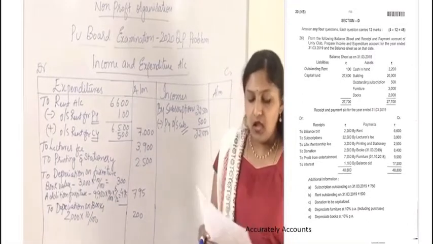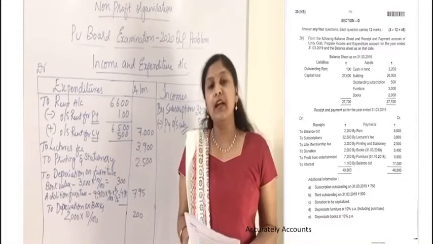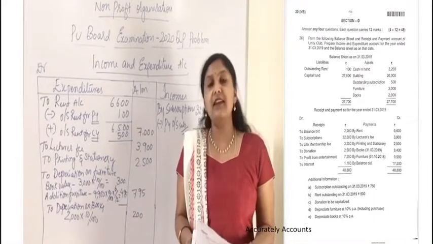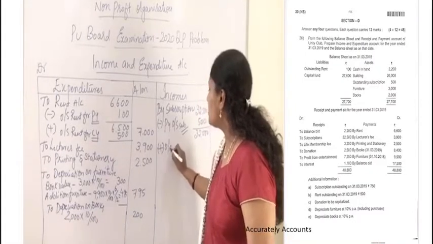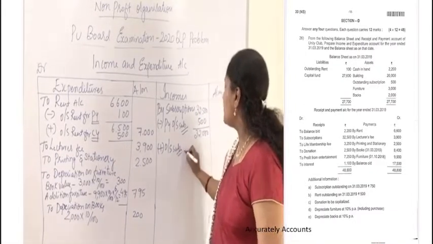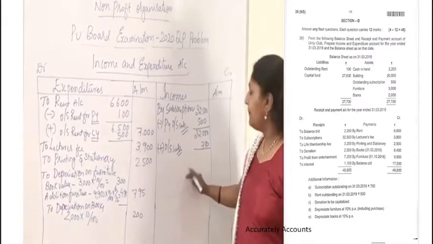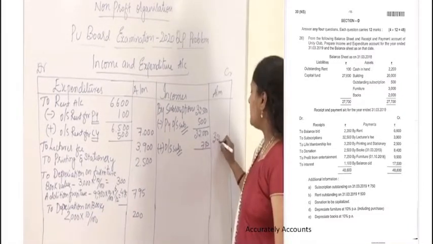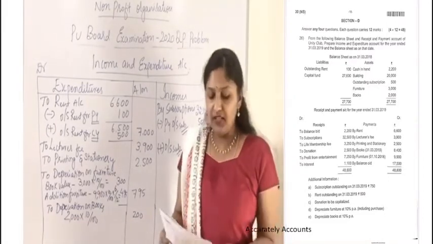Then coming to the current year's adjustment, subscription outstanding on 31st March 2019 is 750. So for the current year, again there is an outstanding subscription, and the value of outstanding subscription is 750 rupees. That we need to add, and in the outer column it is going to be 32,750.